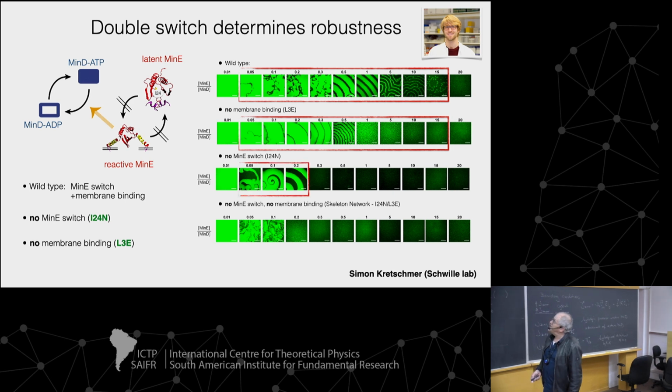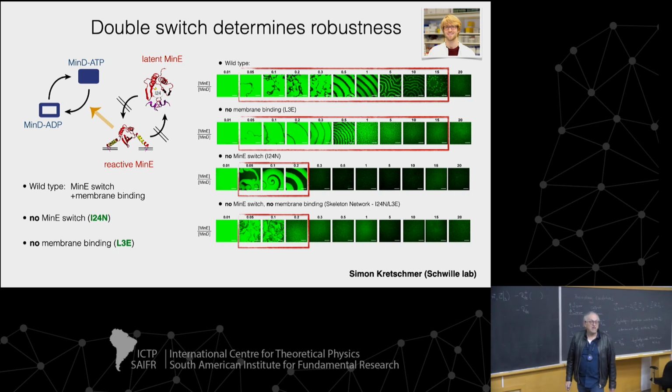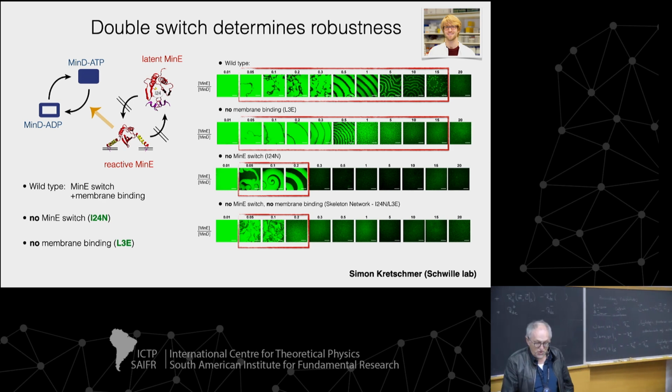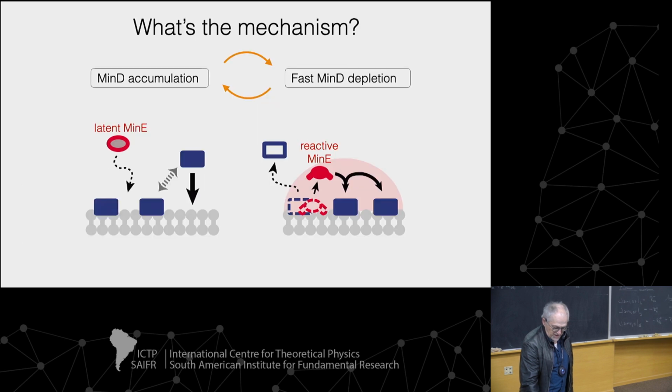Well, if you remove the switch, victory, right? Because the switch was not present in the original model that we call the skeleton model, and there you do indeed find that you have to have a MinE concentration less than MinD to get pattern formation. It's a nice confirmation of the theory, and if you then remove, in addition, the membrane targeting sequence, again, the range doesn't change, but the length scale of the pattern changes. So in short, you can map theory and experiment concerning the fact whether the patterns are robust to ratio changes of MinE to MinD.